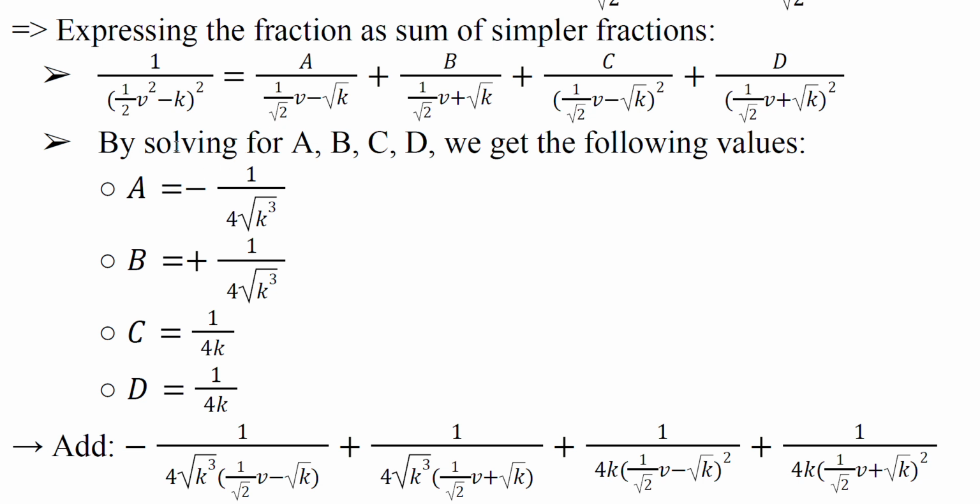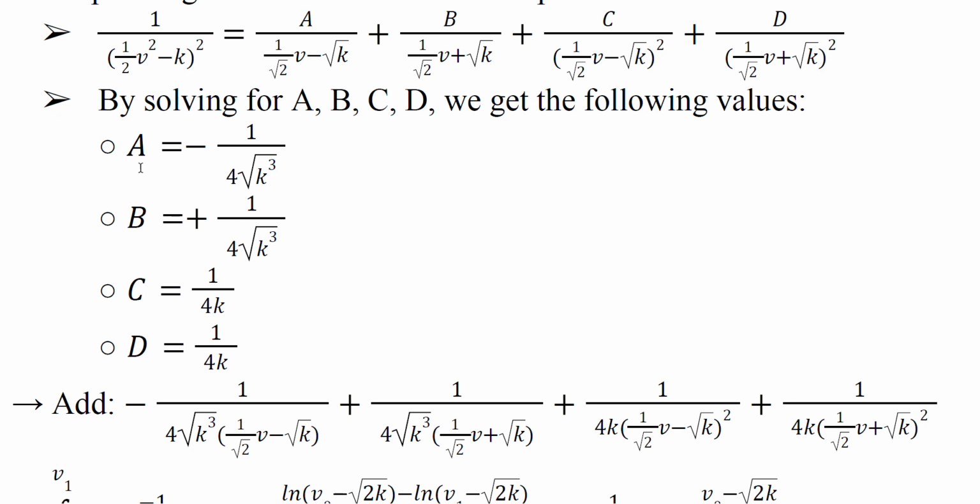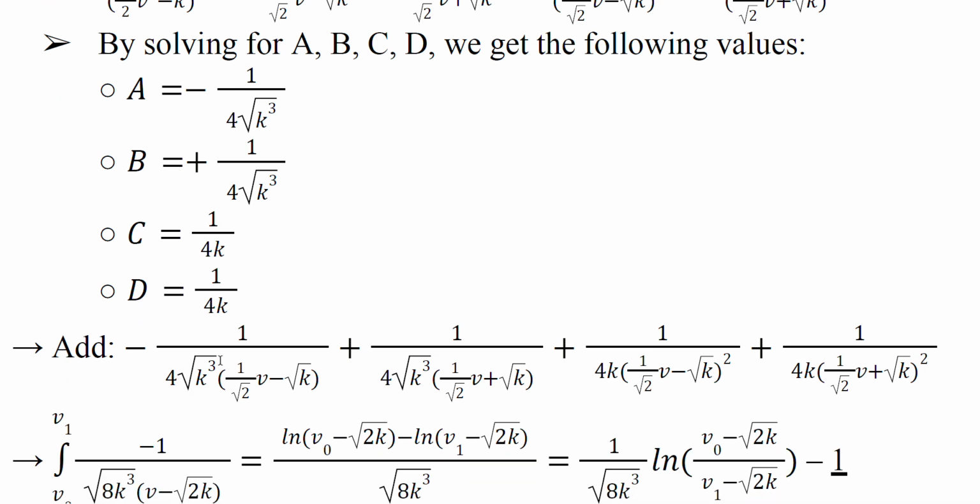So now we just solve for A, B, C, D. You can basically take the LCM on the bottom, and then equate the coefficients of all of these to whatever coefficient there is on the numerator, and then you'll get the values of A, B, C, D. So these are the values we've gotten by doing that.